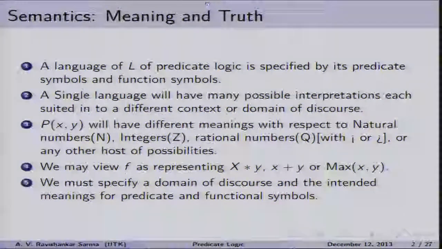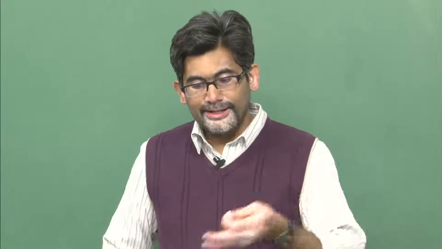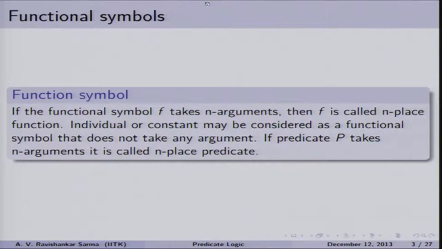So the first essential thing you need is the domain, and the other thing you require is the interpretation function. So let us talk about what we mean by these functional symbols. There are four symbols that we are essentially talking about.